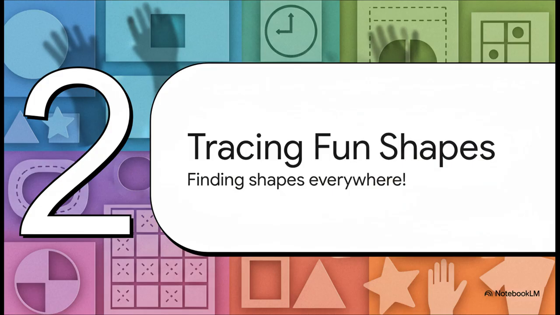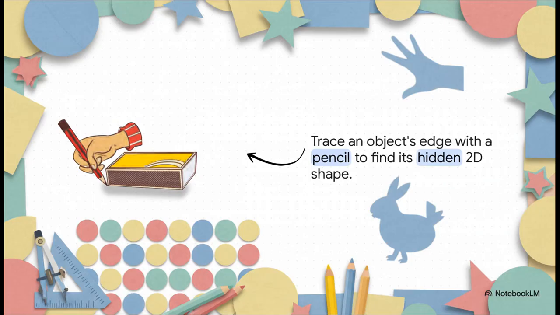We're going to find some hidden shapes all around us. Now this is a super fun activity you can try right now. It's called tracing. All you have to do is take any object, like a matchbox, put it on a piece of paper, and just draw around its edge with a pencil. What you get is its flat 2D shape.